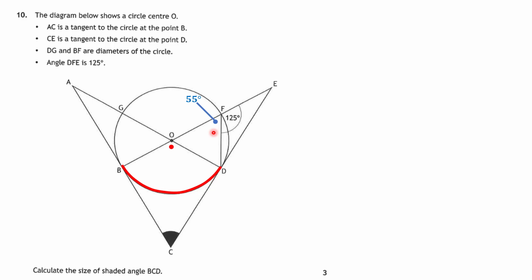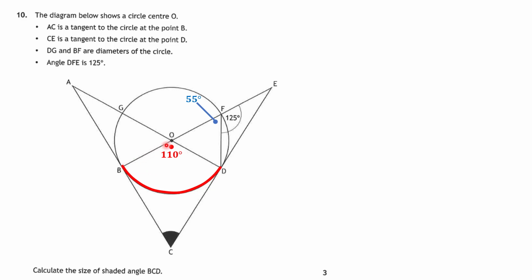Now there's a law that says the angle at the centre standing on the same arc is twice the angle at the circumference. So we need to double this number here to get this angle here, and we get the answer 110.